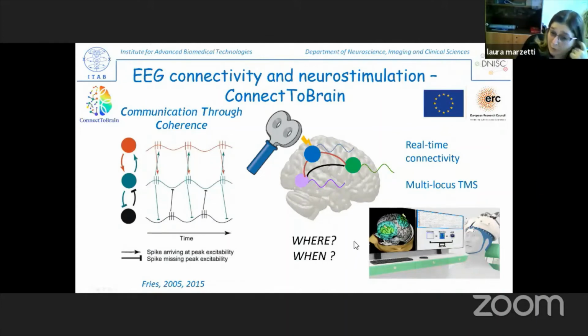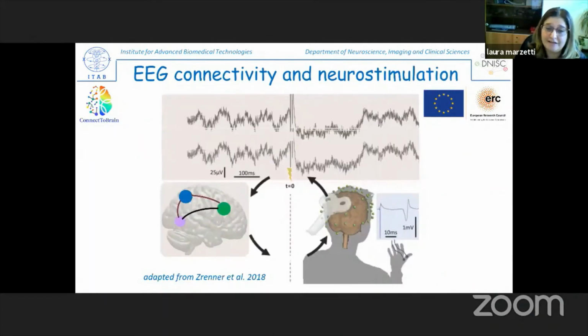So our connectivity will have basically two roles. One is to help in assessing where to stimulate, and the other is to help in assessing when to stimulate, by streaming our EEG data and looking for specific conditions. And this will be done in a closed loop.